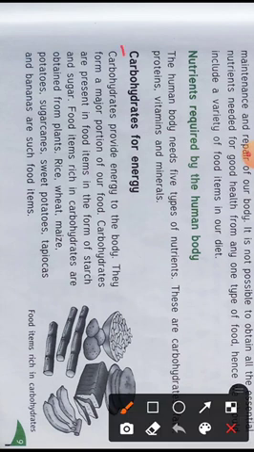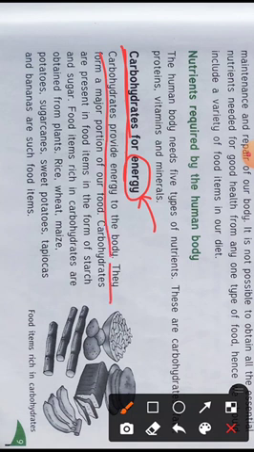Carbohydrate is basically needed for energy requirements. Maximum of the energy that we get is from carbohydrate. Carbohydrates provide energy to the body. They form a major portion of our food. That means the food that we eat, the maximum part of it contains carbohydrate. Carbohydrates are present in food items in the form of starch and sugar.